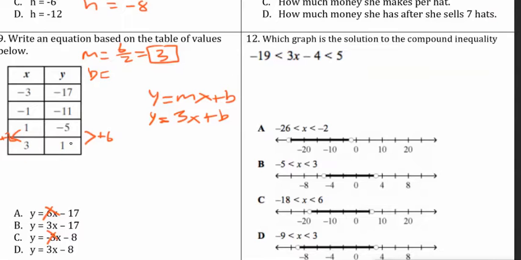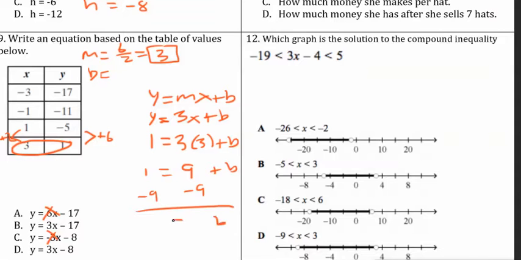And then I can pick any two numbers. I'm going to use these two because they're positive, so I think that's easier. So y is 1, x is 3, 3 times 3 is 9, and then I can subtract 9 from each side. So I get b equals 1 minus 9 is negative 8.